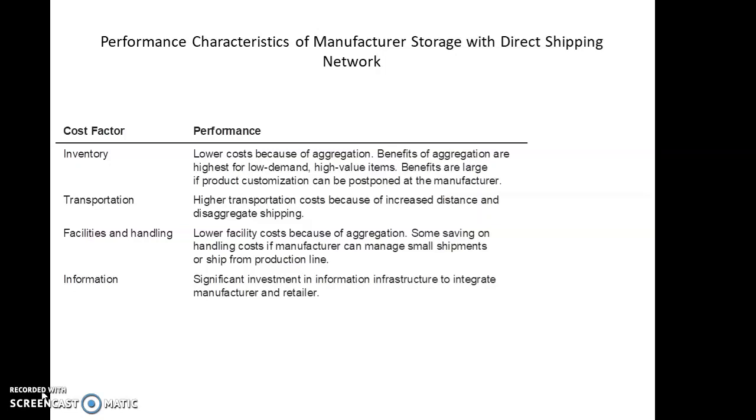The next cost factor is transportation. The transportation cost is high because of increased distance, and the products are shipped in single shipments. The third cost factor is facilities and handling. Facility cost is lower because of aggregation. That means the total inventory is maintained at the manufacturer. We can also save some handling cost if the manufacturer is able to manage small shipments effectively.